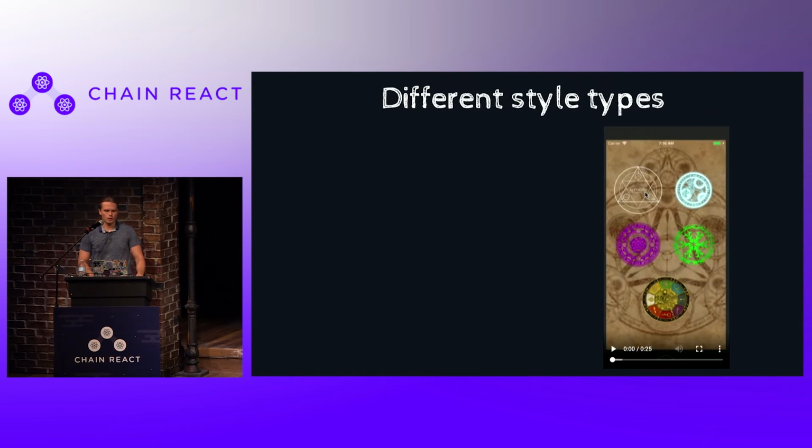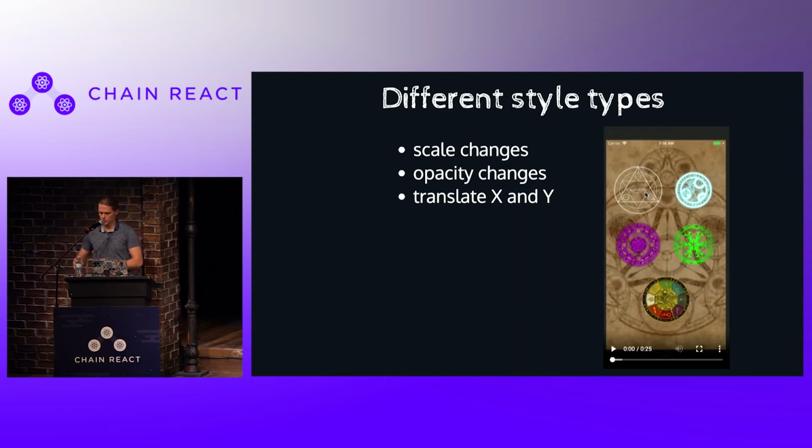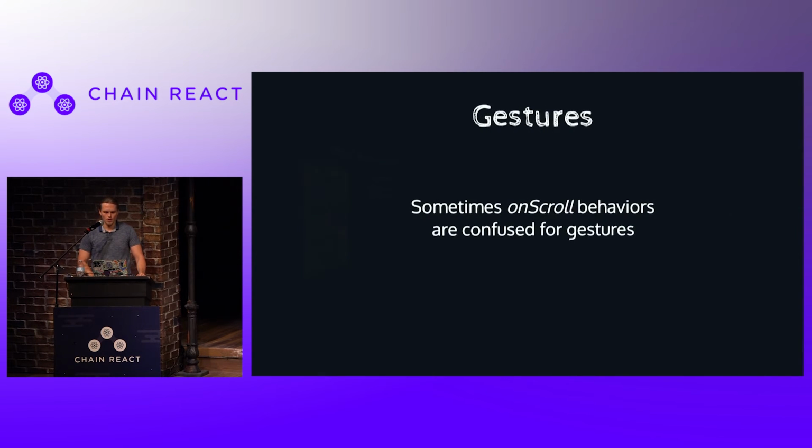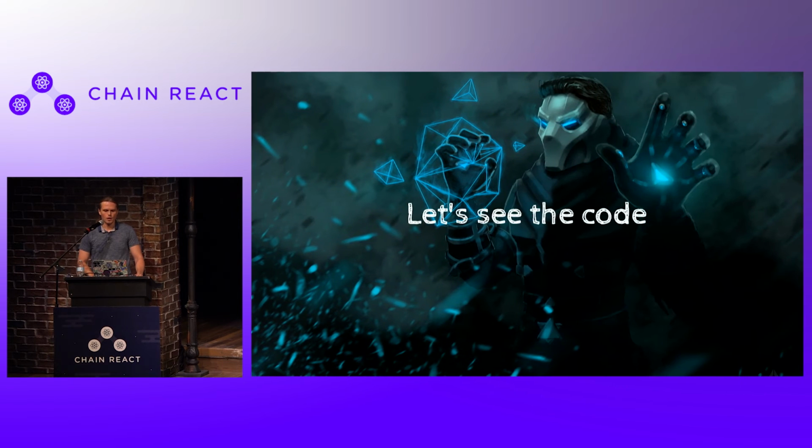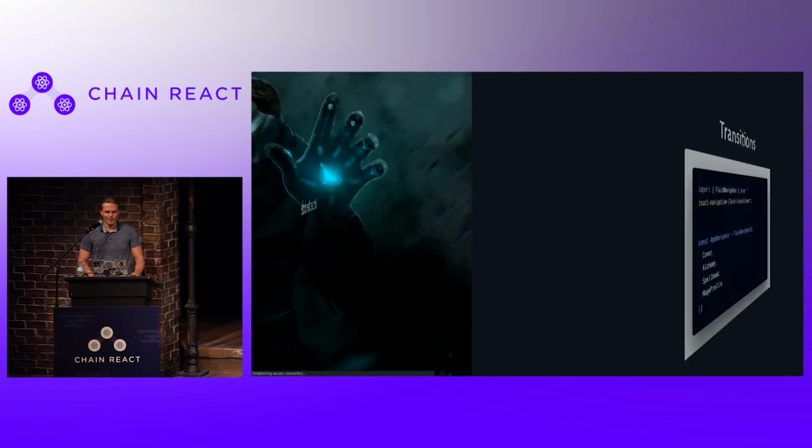So the different style types are scale changes, opacity changes, translate of X and Y. We've seen this for parallax. There are gestures, right? Which are basically using on-scroll behaviors to create these gestures. And let's actually see in the code, or sorry, we will see the magic scroll of Merlin.